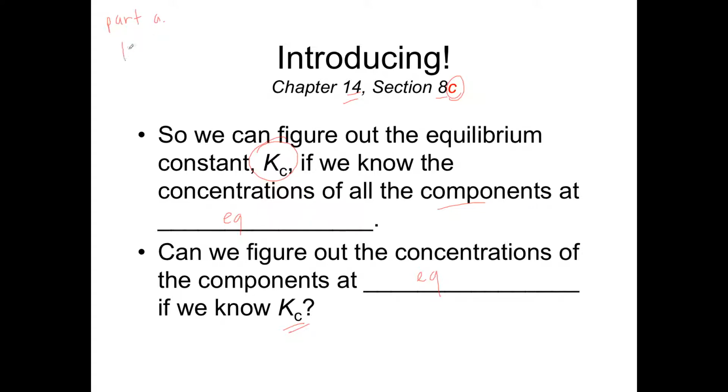So for part A, we said, suppose we know the Kc, and suppose we know some of the equilibrium concentrations, but not all. I'm going to put a box around the things I know. If I know K and I know B, then I can figure out A by isolating A algebraically. These two are known. I just plug in those numbers and divide them, and now I have A.